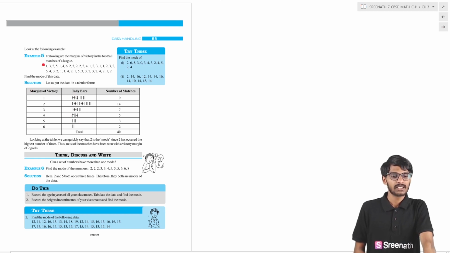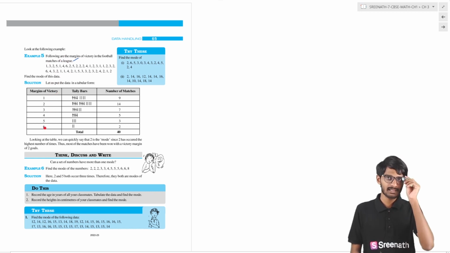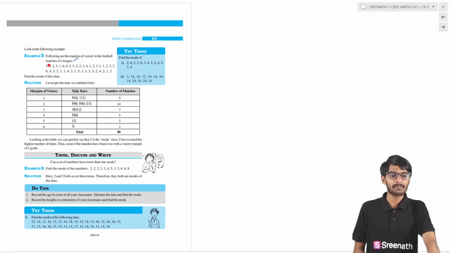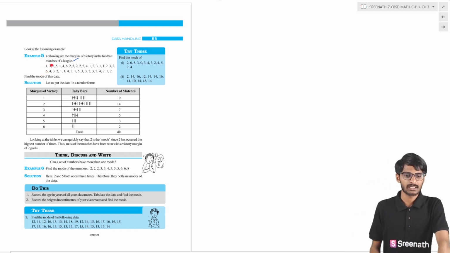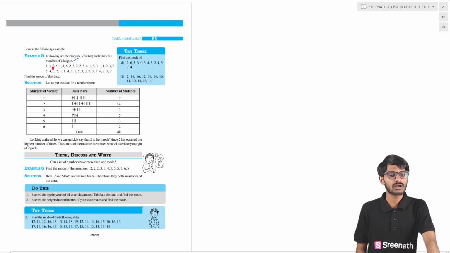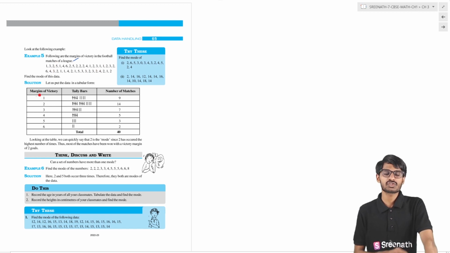Here is an example. Following are the margins of victory in the football matches of a league. So these are the victories of football matches in a league. What are the margins? 1, 2, 3, 4, 5, 6. All these are the margins. There are 6 margins. At first, they got victory at margin 1. Next time, they got victory at the third margin. After that, they got victory at the second margin. Like that, these are the observations of all the data.